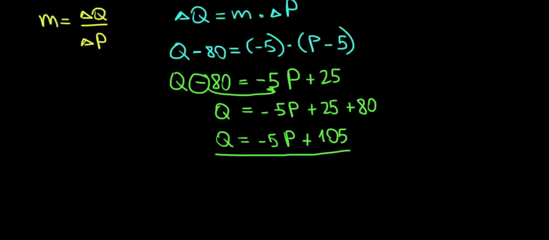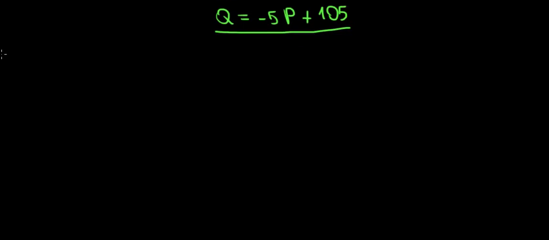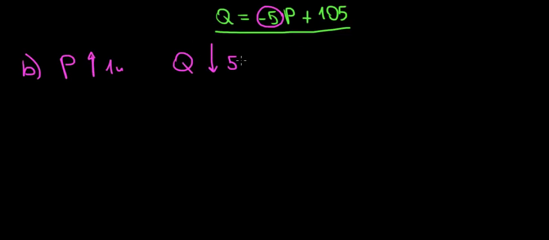Now, in part B, they ask how quantity changes relative to different changes in prices. Let's answer that. So in part B, when the price increases by 1 unit, how does quantity change? Well, remember, that's just our slope. That's the relationship between the price and quantity. And when the price goes up by 1 unit, quantity goes down by 5 units.